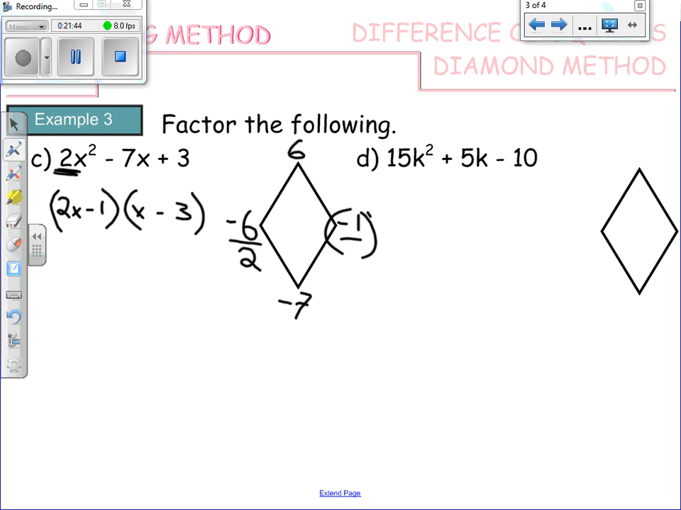Did you get the x from the negative separate lines? In this method, the x is because we know that 2x times x would give you 2x squared. That's why it's just a single x.